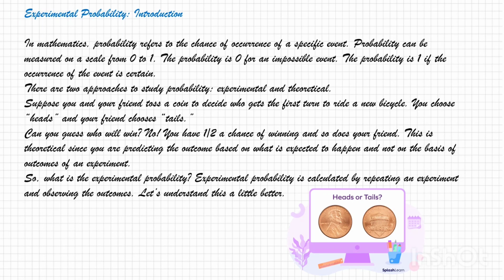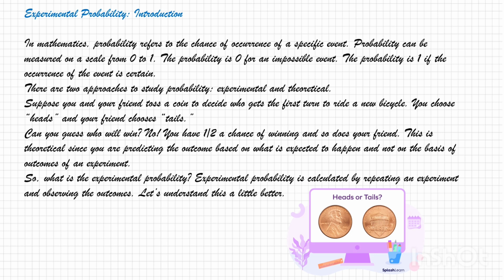Experimental probability introduction. In mathematics, probability refers to the chance of occurrence of a specific event. Probability can be measured on a scale from 0 to 1. The probability is 0 for an impossible event. The probability is 1 if the occurrence of the event is certain. There are two approaches to study probability: experimental and theoretical.